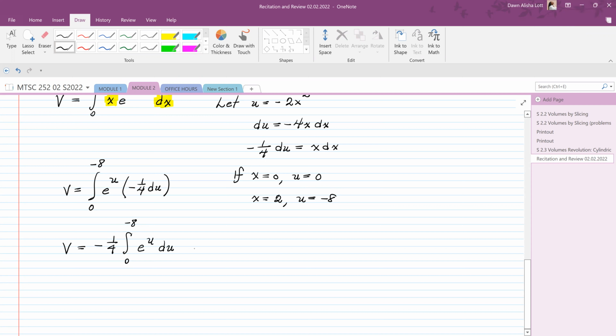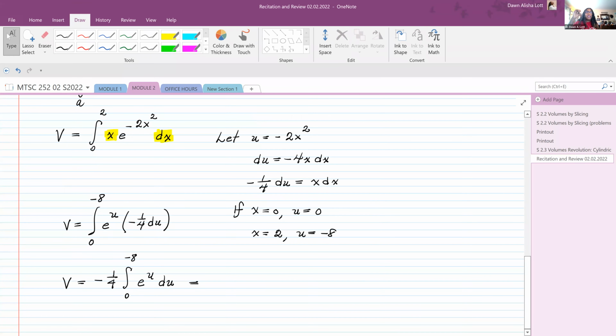I have a question. Why would the negative 8 be on top if it's less than 0? Because it doesn't matter what the value is, it has to correspond. So here I have x is 0, u is 0. It stays on the bottom. I have x is equal to 2, u is negative 8. It stays on the top. Okay, that's very important.